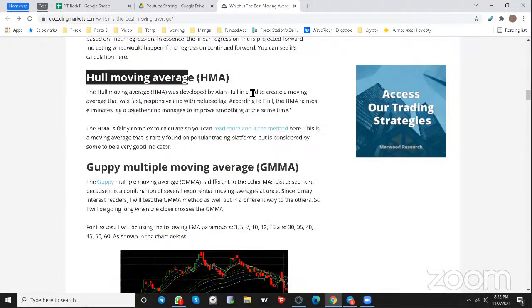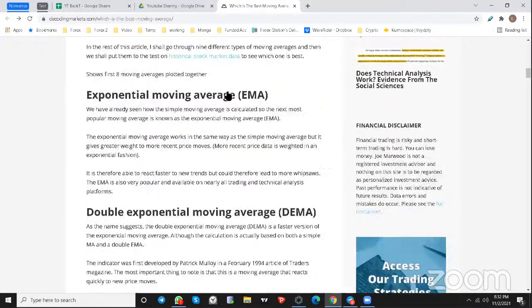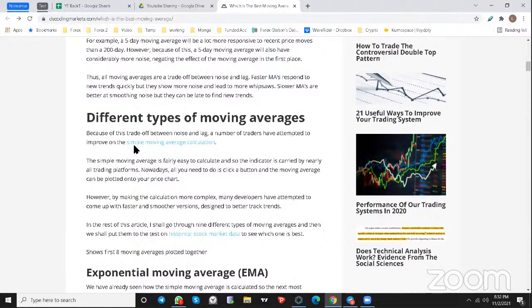Not counting Guppy, what is listed here is about 7. But there's also one more missing from here, which is also an SMA. Instead of simple moving average, it's known as a smooth moving average. I'm pretty sure there are 2 more, but I forgot the names. So there are about 8 to 10 different kinds of moving averages with different calculations.